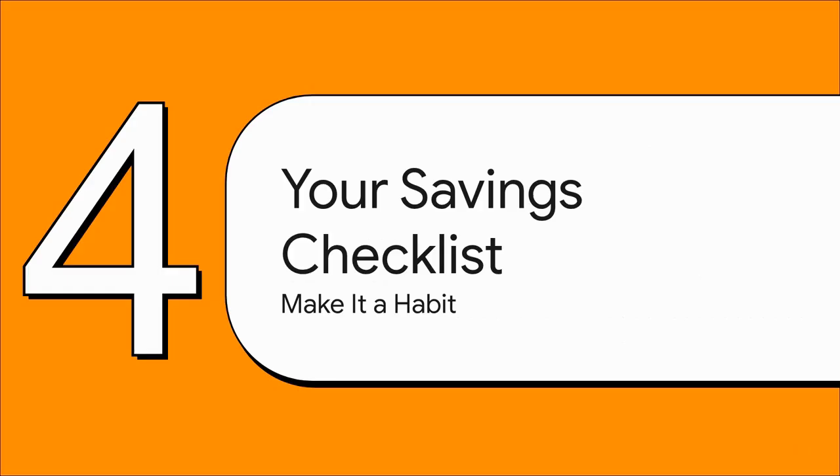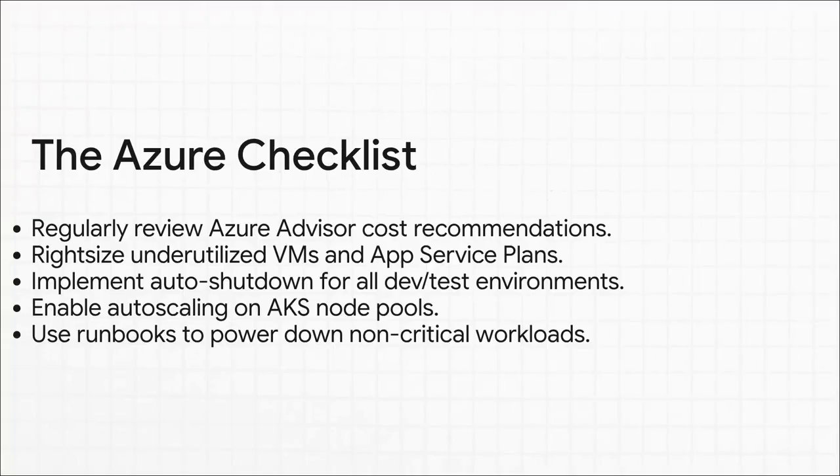So look, cost optimization isn't a one-time project you do and then forget about. It's a continuous practice. So let's wrap this all up with a simple checklist you can use to make it a regular habit for you and your team. Treat this as your playbook. Make it a monthly routine. Put it on the calendar to check Azure Advisor. Always be asking, are our VMs and app services the right size for the job? Make auto-shutdown the default policy for any new dev environment. Turn on auto-scaling for your clusters. And for anything else, just ask, can a simple scheduled runbook turn this thing off when we're not using it?